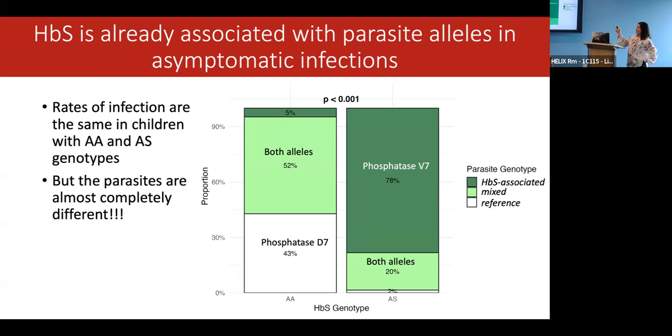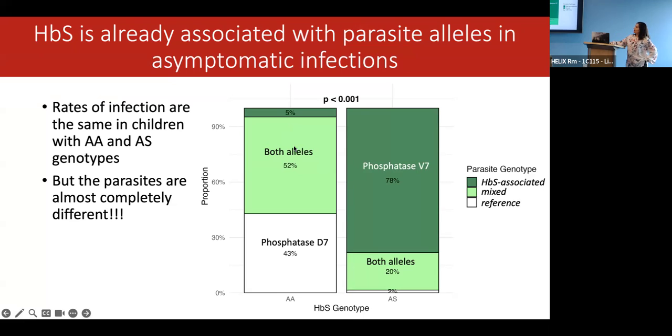So this is actually what we see at one of the loci that was found, in that it seems to overcome sickle cell protection. We found that in these, I don't think I have the numbers here, there are about 450 sickle cell trait carriers that have asymptomatic infection, and 78% of them carry parasites with this allele, this V7 allele at phosphatase. And in the 1,500 AA individuals who are infected, only 5% of them carry that allele. So this is just extremely significant.